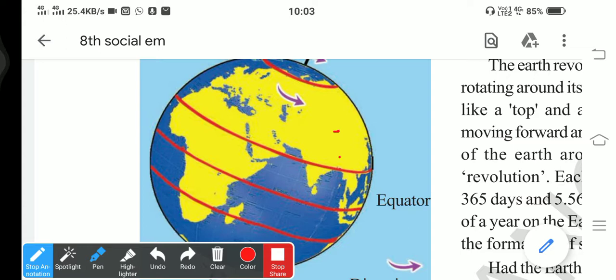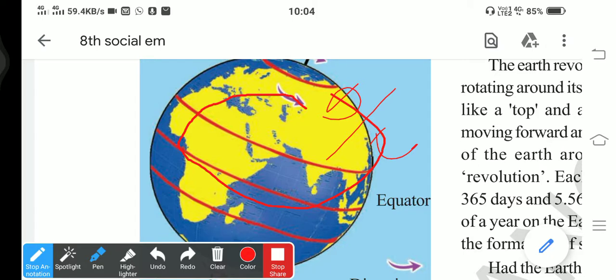So what happens with the daily rotation of the earth on its axis? It leads to the formation of day and night. Seasons do not occur from this. The rotation of the earth leads to forming day and night. So the effect of the earth's rotation is that day and night occur. This is another factor we discussed.